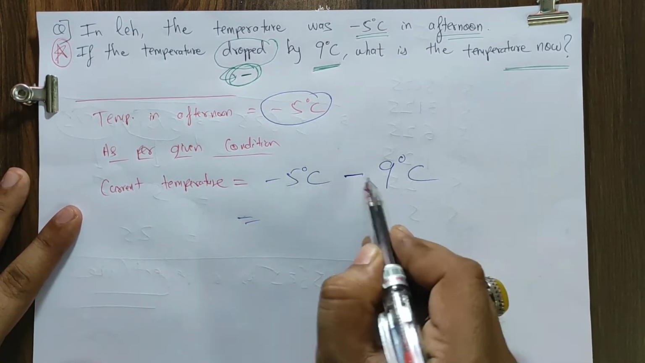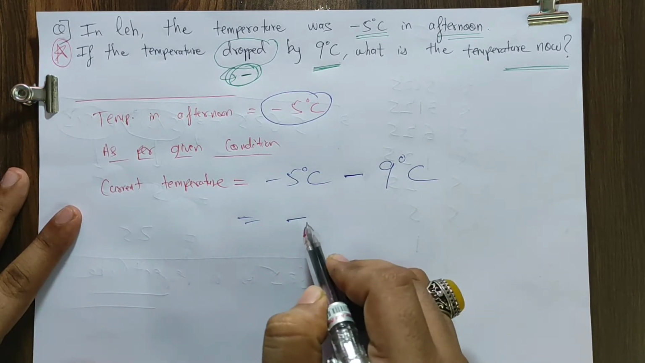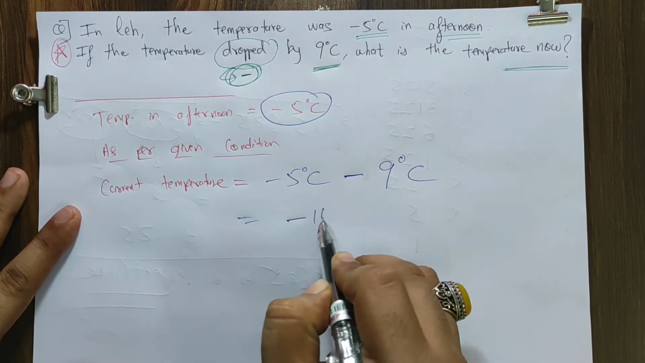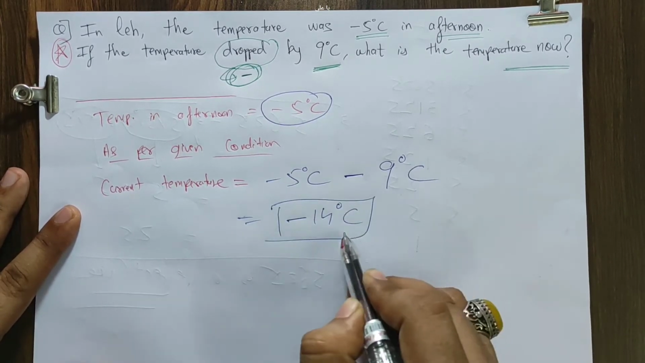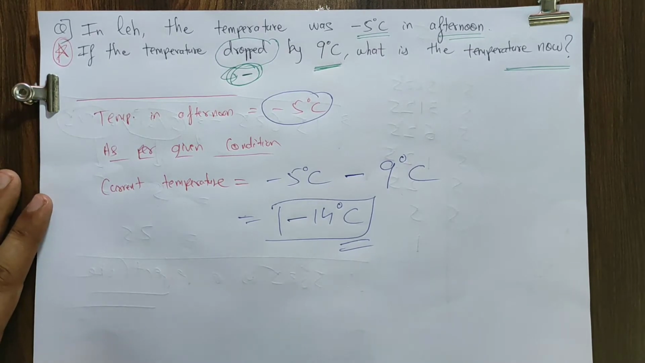So minus becomes plus, but the sign of the bigger number remains. So minus 5 plus 9 becomes 14, because minus becomes plus. So minus 14 degrees Celsius. Of course, here in the final answer, if you don't write this degree Celsius, your 1 mark will be deducted. That's it. Always have this habit.